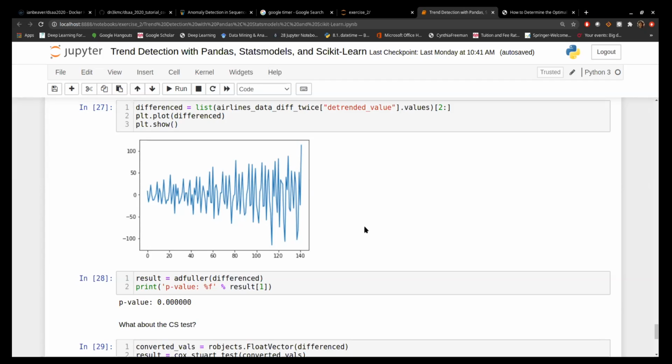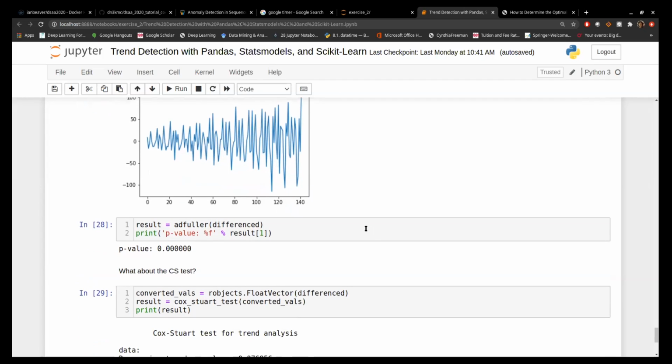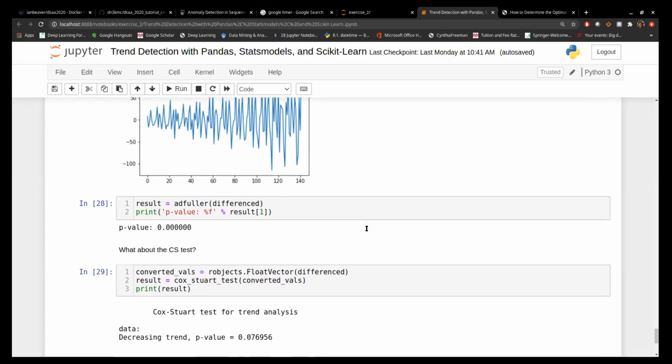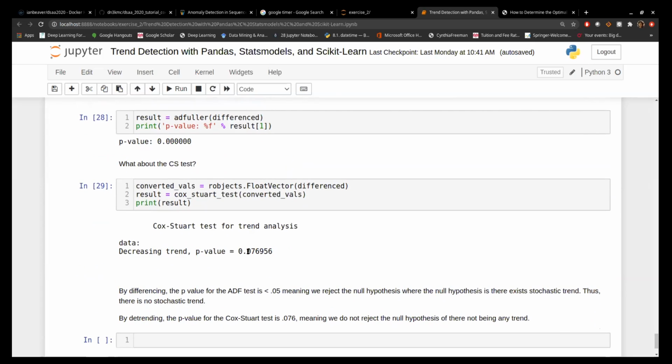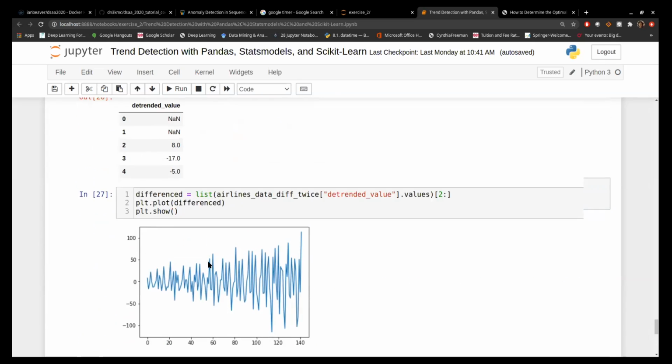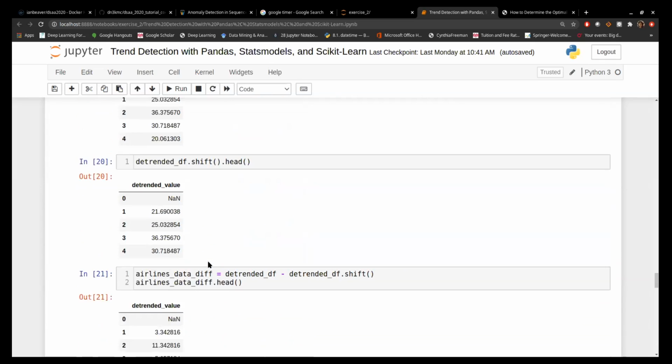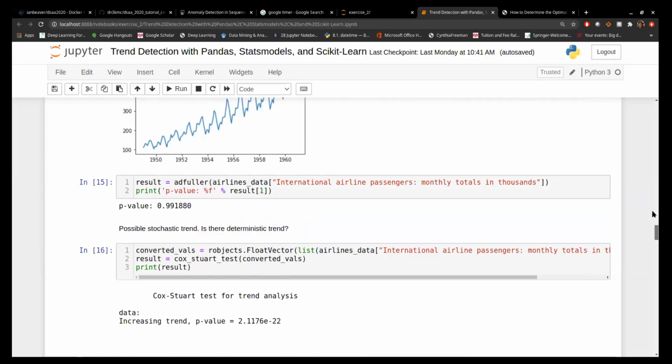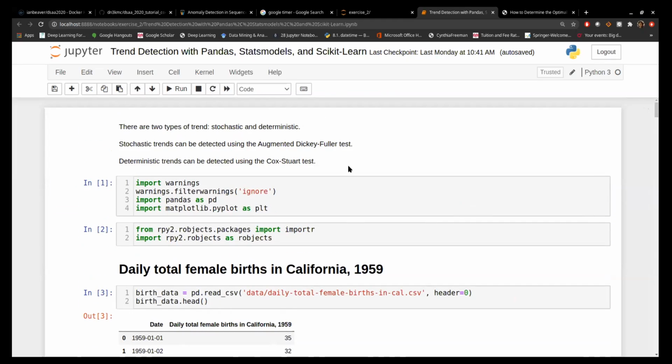So what does the Cox-Stewart test say? Previously, before detrending, we had a p-value of less than 0.05, meaning we had a deterministic trend. But now the p-value is greater than 0.05, meaning we don't reject the null hypothesis of there not being any trend. So that's just an example of how you could go about removing the two kinds of trends that are very important in time series.